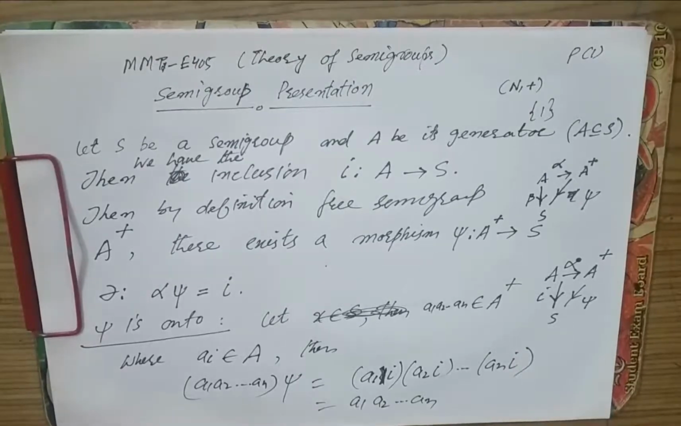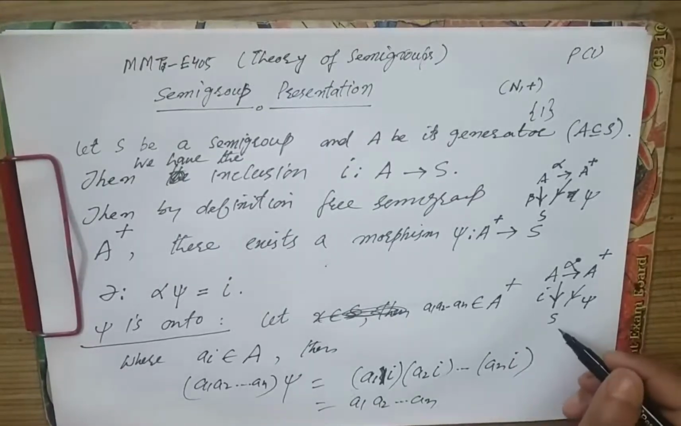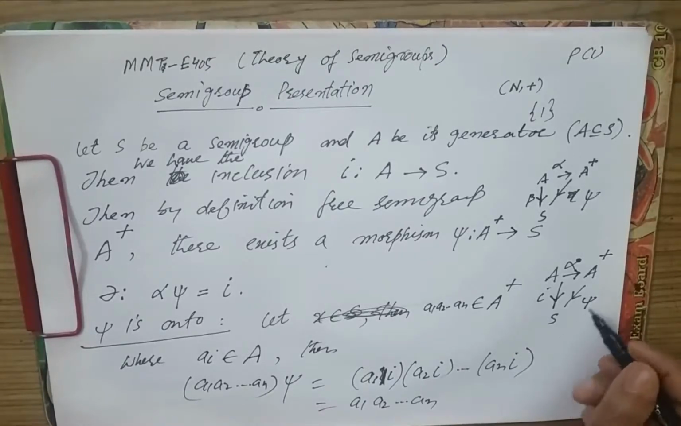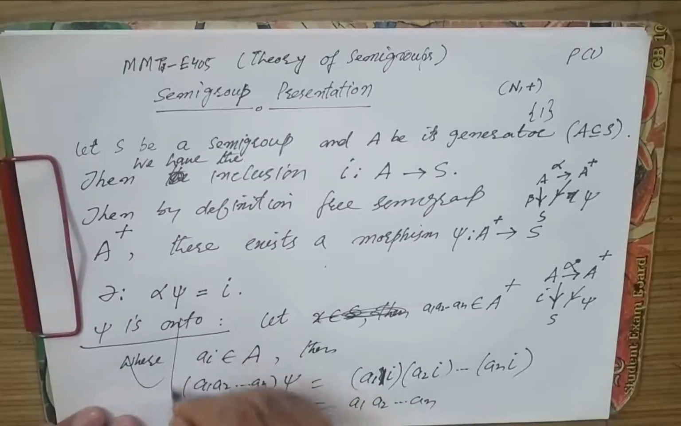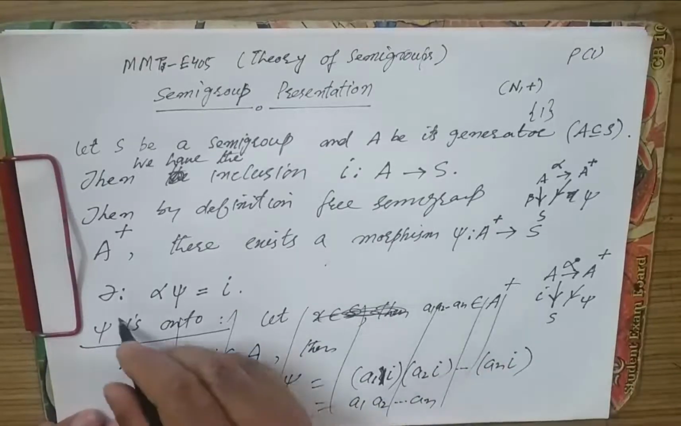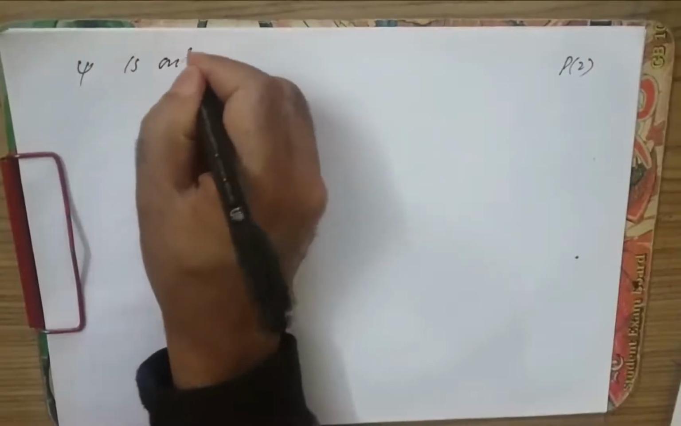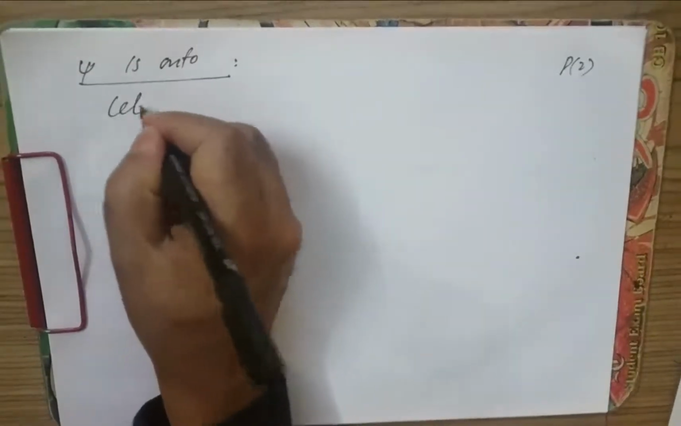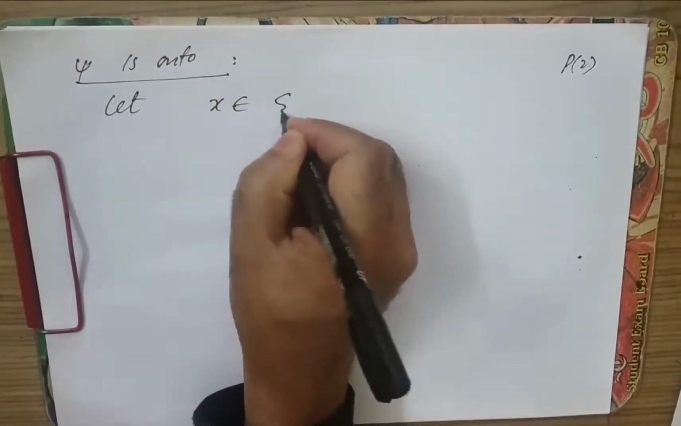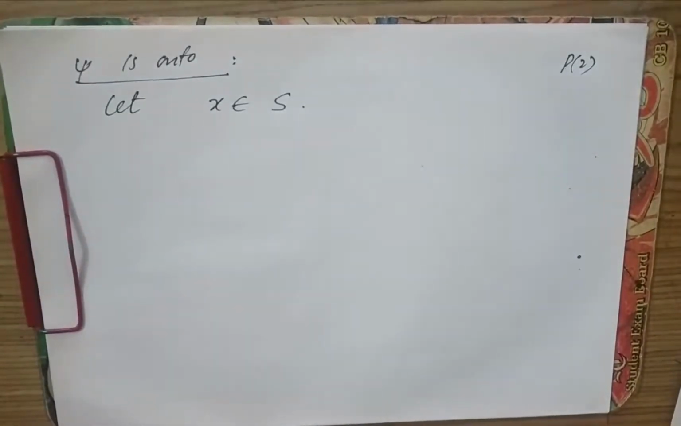Sorry, it's not correct. To prove psi onto, we have to choose any element from S and find its inverse image in A plus, such that the image of that element under psi is this element. So psi is a map from A plus to S. Let's choose any element in S. Let x belong to S.